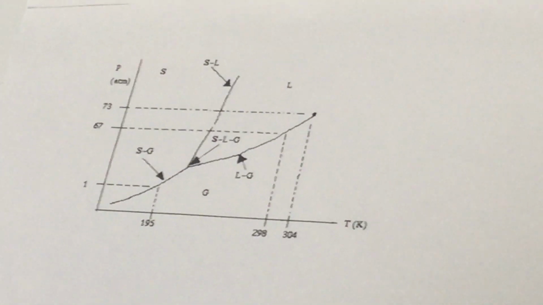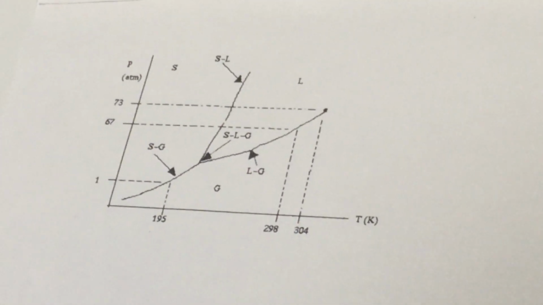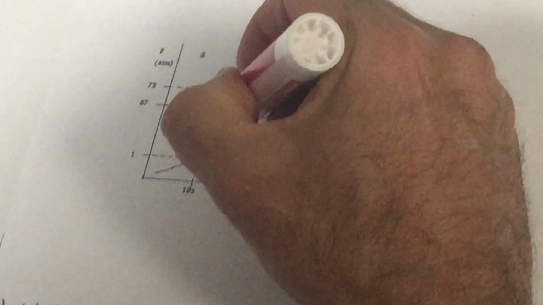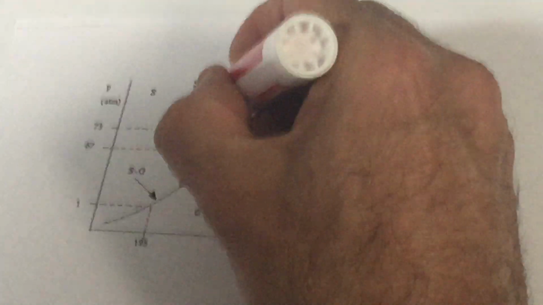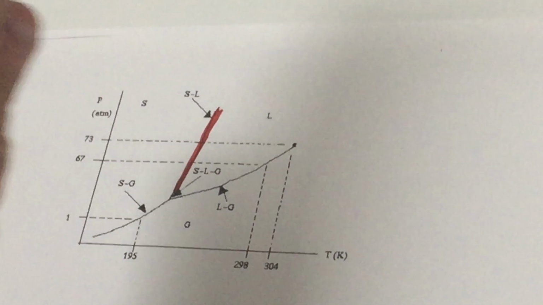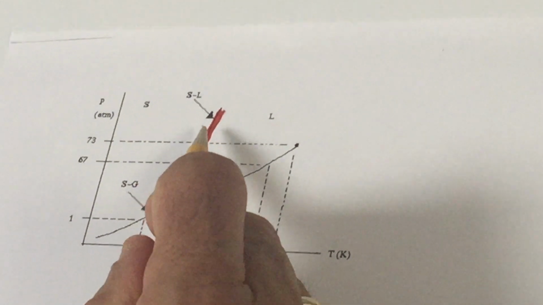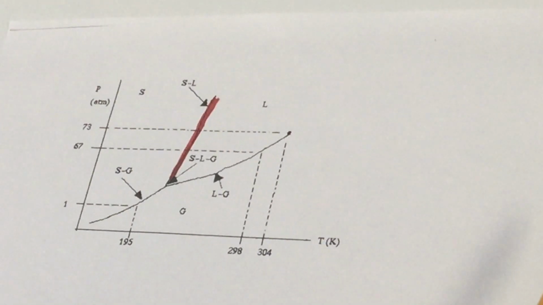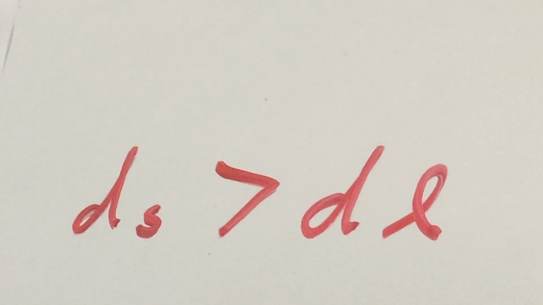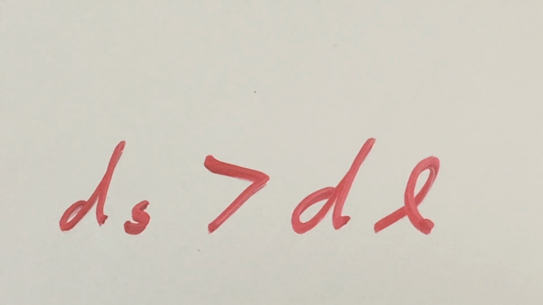Now, what can you learn about the density by looking at this diagram? The way you do that is you look at this line right here. I'll put it in red. This is the solid-liquid line. If that line is skewed to the right, as you can see, and it is skewed a little bit to the right, that means the density of the solid phase is greater than the density of the liquid phase. And that's the norm. The solid is usually denser than the liquid.